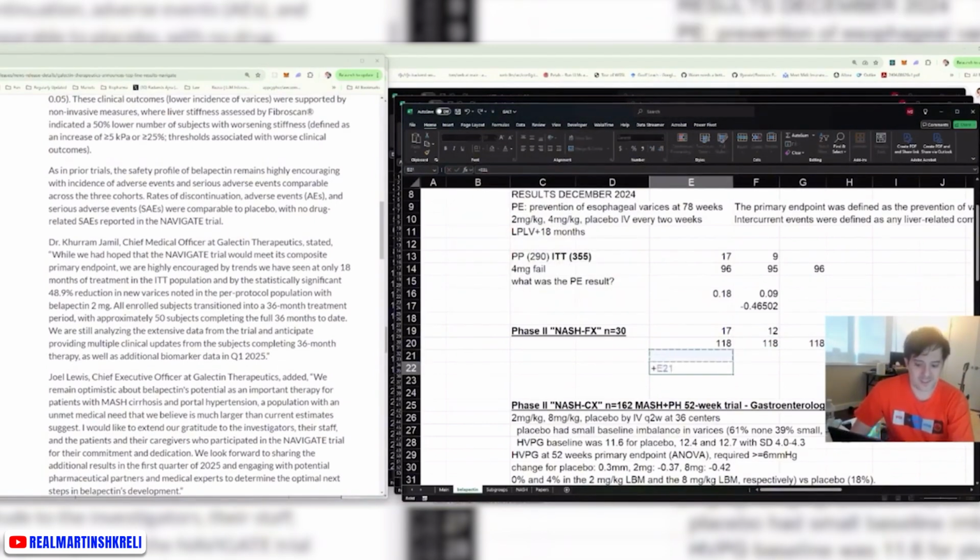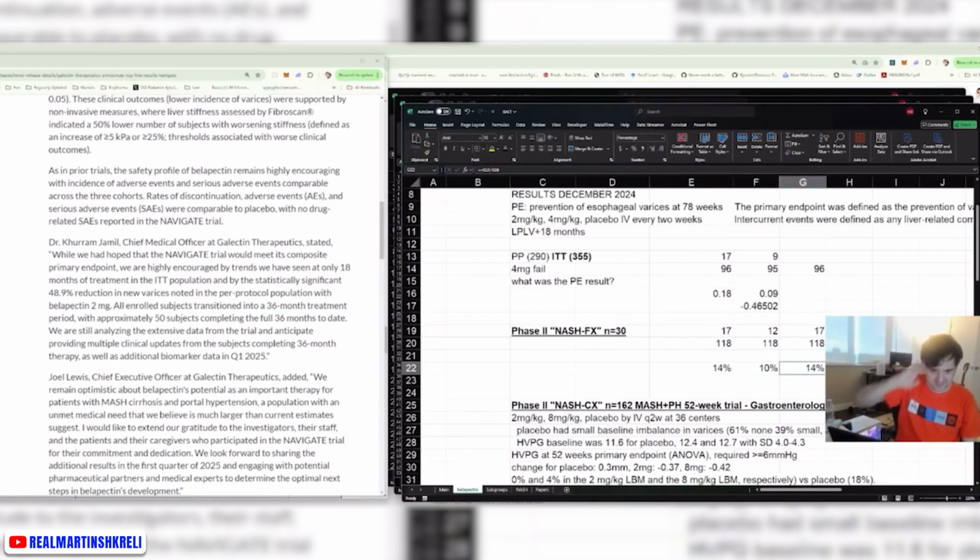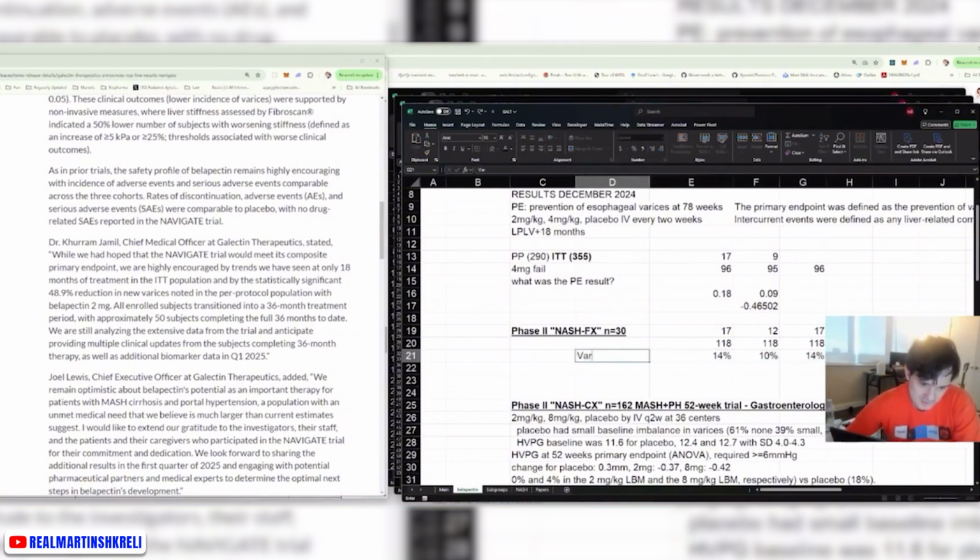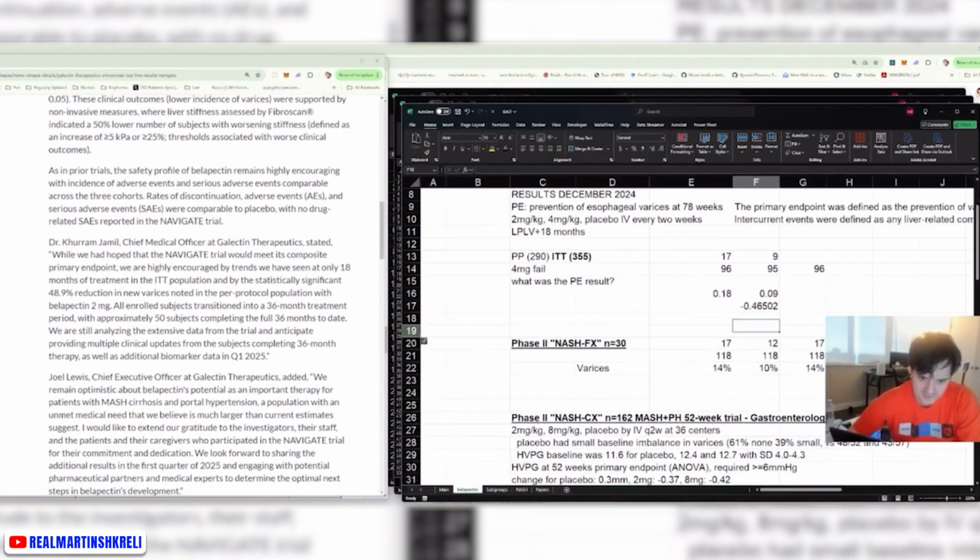So the ITT number might actually look something like this. And then, of course, other dose was normal. So this is probably what ITT looked like. This is varices. This is placebo, 2 mg, 4 mg.